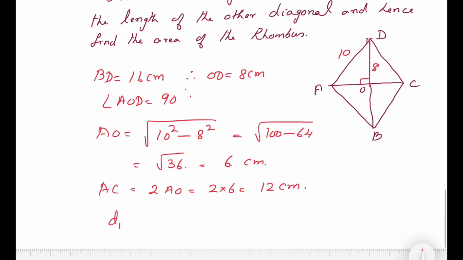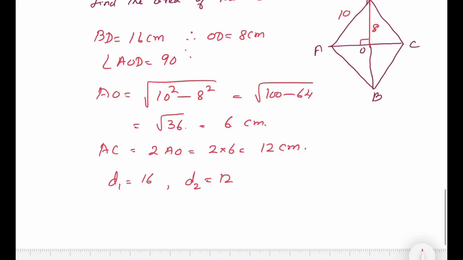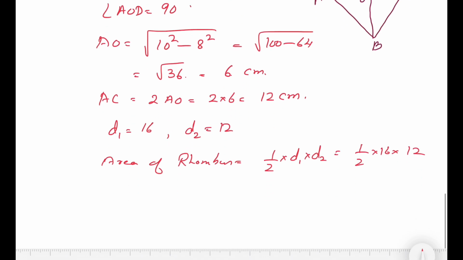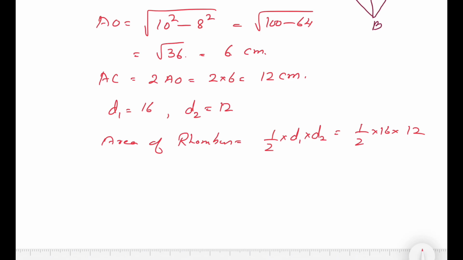Now you have D1 equal to 16 and D2 equal to 12, and the area of a rhombus, you have learned earlier, is half into D1 into D2. So equal to half into 16 into 12. So 8 into 12 equals 96 centimeter square.